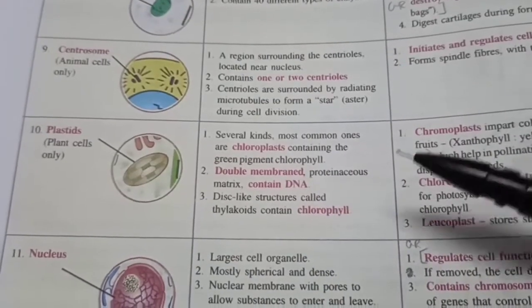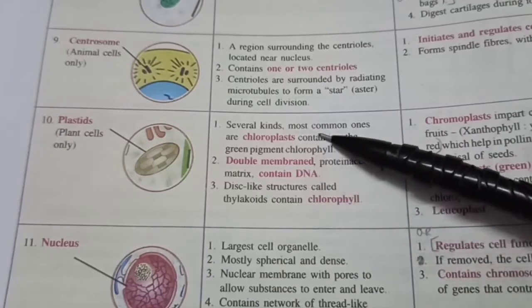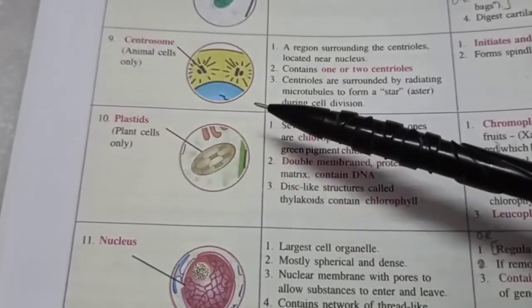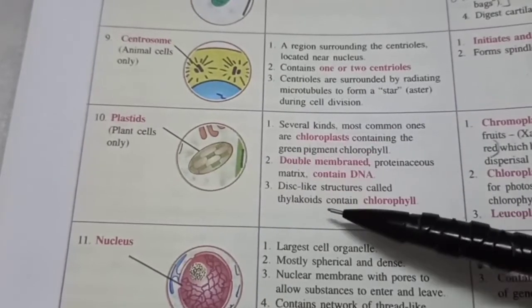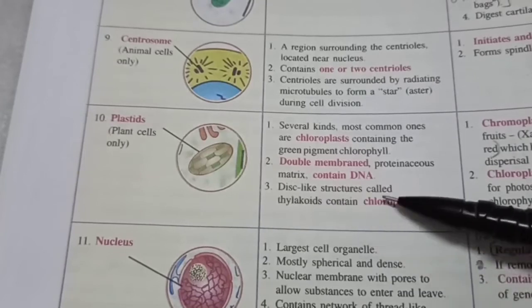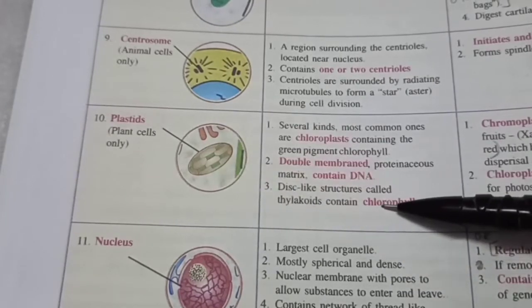Next, plastids, only found in plant cells. There are 3 kinds of plastids. The most common is chloroplast. You can see this is one chloroplast. Inside you see those green colored discs. They are called thylakoids, and in the walls of the thylakoids we have a pigment called chlorophyll. That is why it's green in color. They help in capturing sunlight and do photosynthesis.